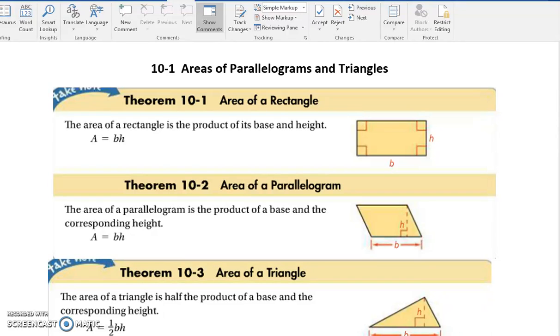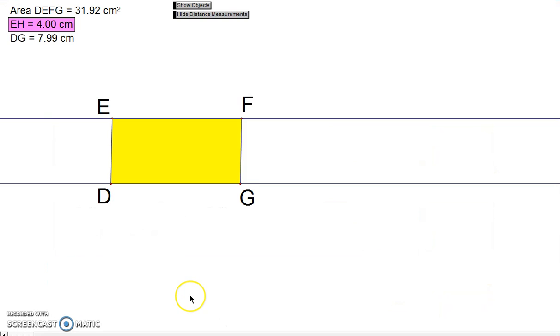The first one's for a rectangle, and I think we kind of know the general shape of a rectangle. It's got to have right angles in the corner. We're going to get into those definitions really well in our second semester. But right now, I think we understand that the area formula is base times height. Let's just think about why that is.